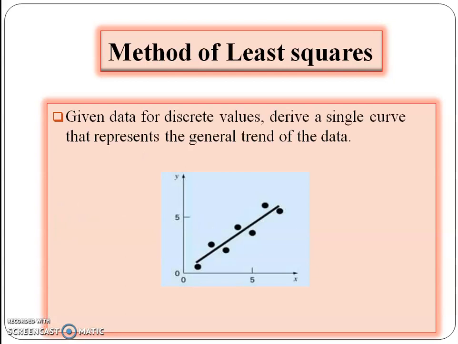Method of least squares. So first, what is method of least squares? For given data of discrete values, derive a single curve that represents the general trend of the data. See the example here. The dotted points refer to the given data. The straight line very close to the dotted points refers to the best fit by method of least squares. The line is close to all the points, but it never passes through them. So this is method of least squares.